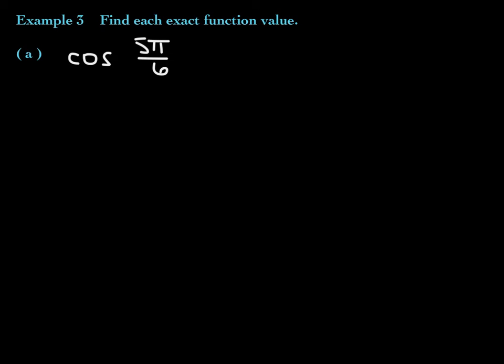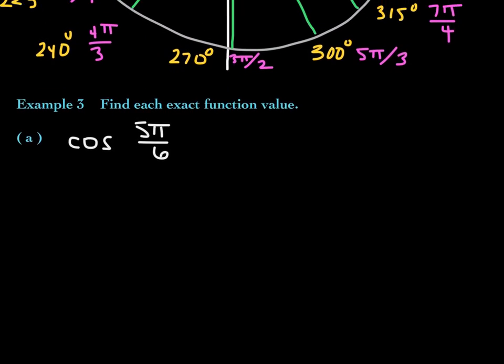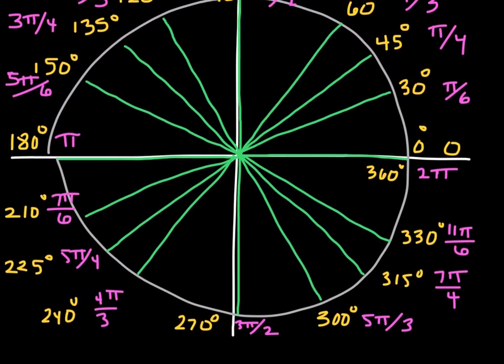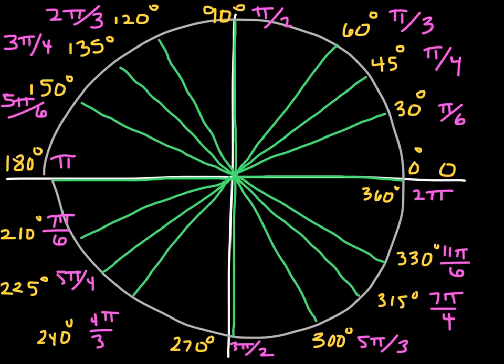Let's look at our circle, okay? I'm going to bring it back here. 5 pi over 6 is what I'm looking for, and I have found it. Have you guys found it? 5 pi over 6 is here. Notice that it's in quadrant 2. So therefore, cosine of such an angle will be negative. Our answer will be negative. And notice that 5 pi over 6 is equivalent to 150 degrees.